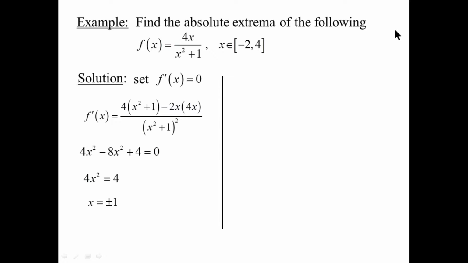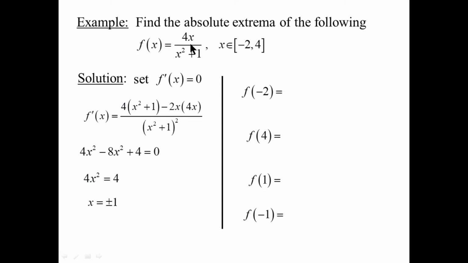Next, what we do is make a list. We're going to need f of minus 2 and f of 4 and f of 1 and f of minus 1. Because we're going to evaluate y at the boundaries and the critical numbers. Plus and minus 1 are critical numbers. So make this list and then evaluate the y values.